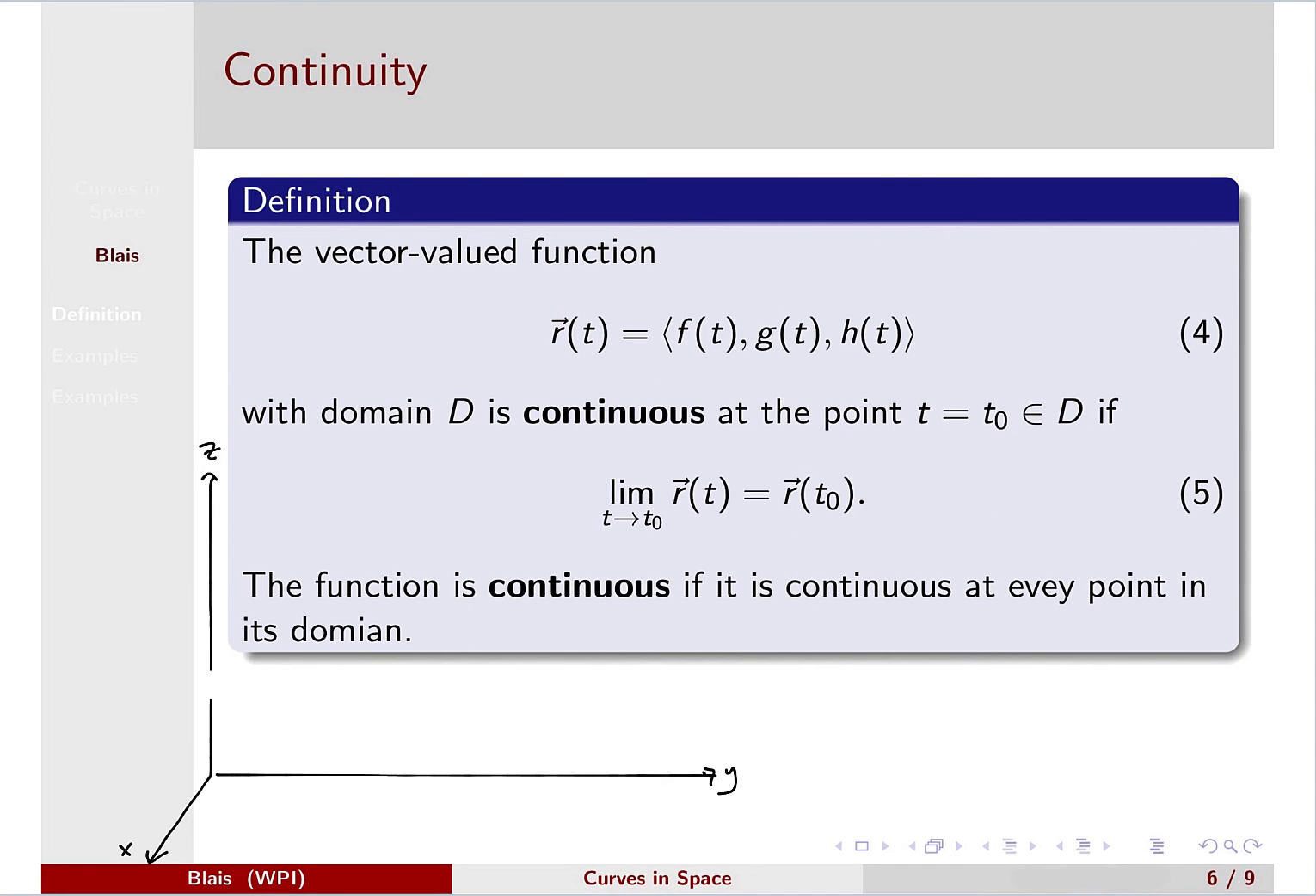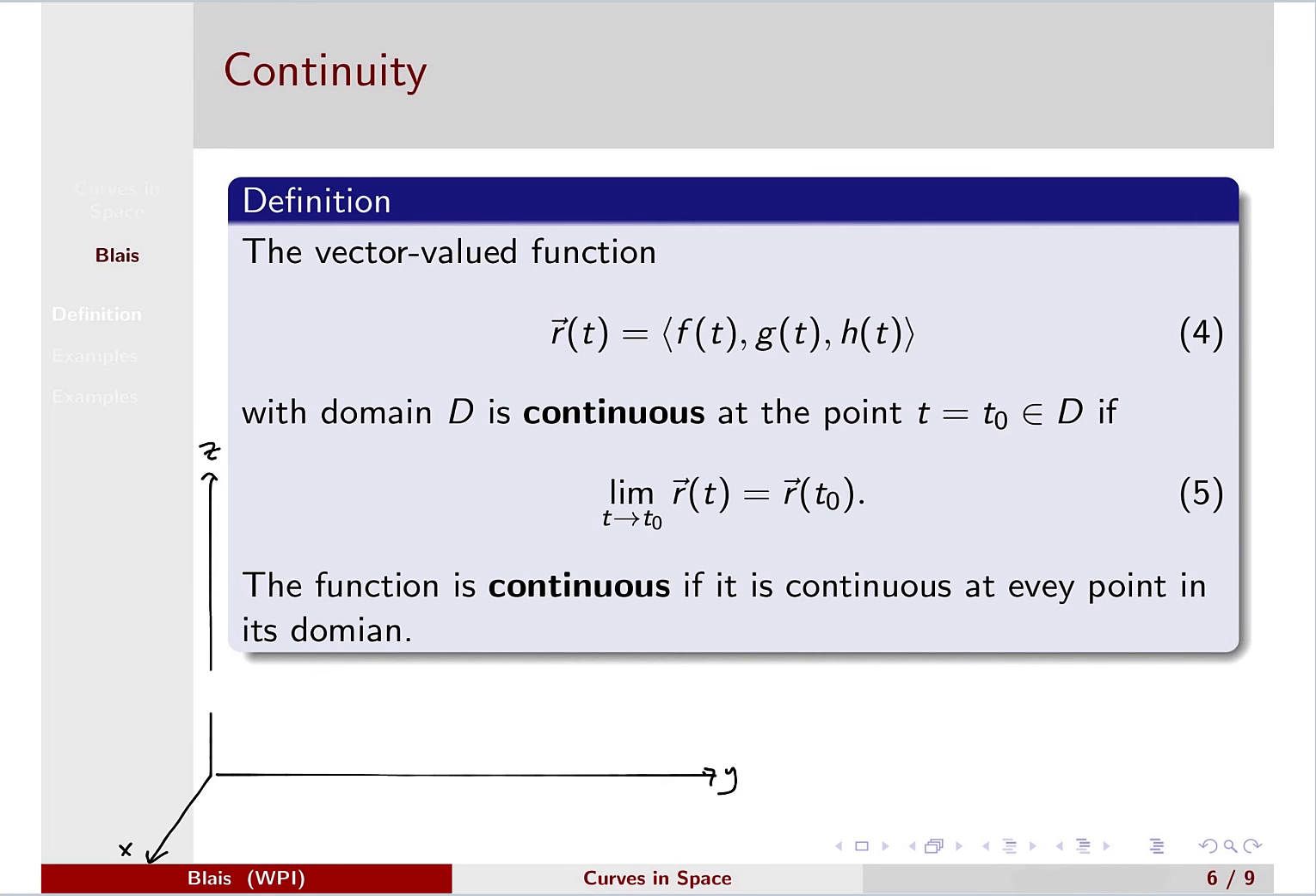The next calculus concept we need to think about is that of continuity. So the vector-valued function, the same one we were looking at, r of t equals f of t, g of t, h of t, with domain D is continuous at the point t equals t naught in the domain D if the limit as t goes to t naught of r of t equals r of t naught. Further, we say the function is continuous if it's continuous at every point in its domain.